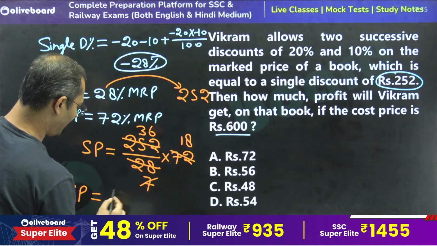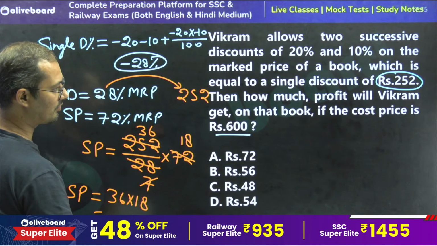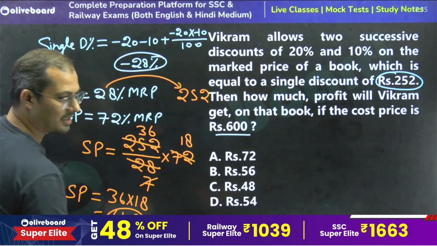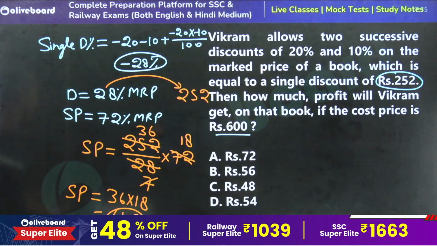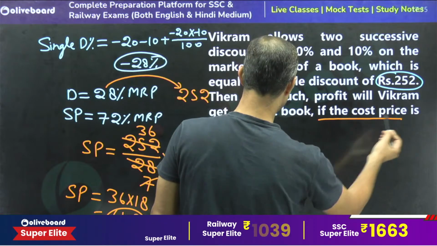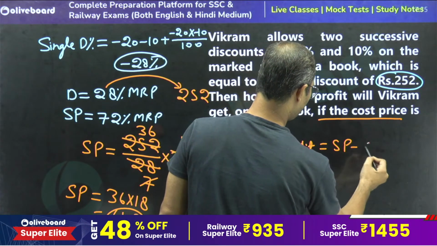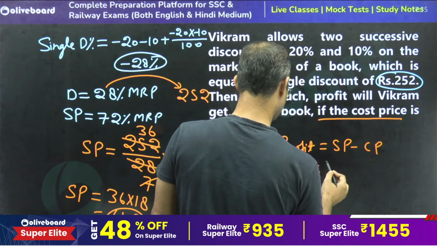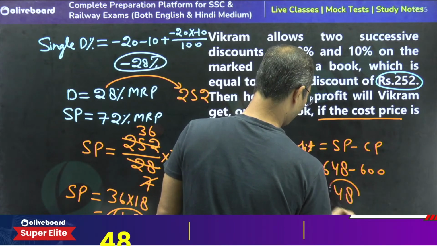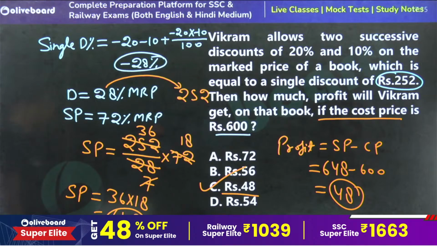So the selling price is going to be 36 into 18, which is 648. 648 is the selling price. The cost price is 600, so what is the profit? Profit is selling price minus cost price. So 648 minus 600 is equal to 48. 48 is the right answer.